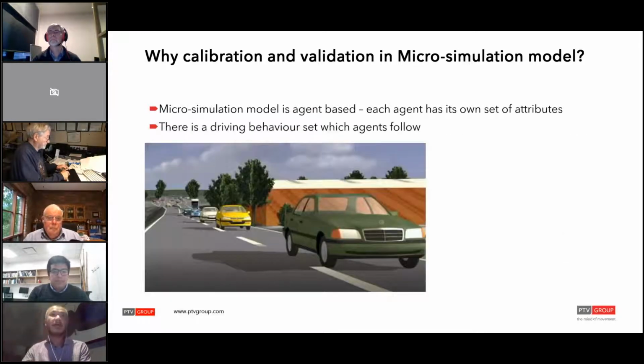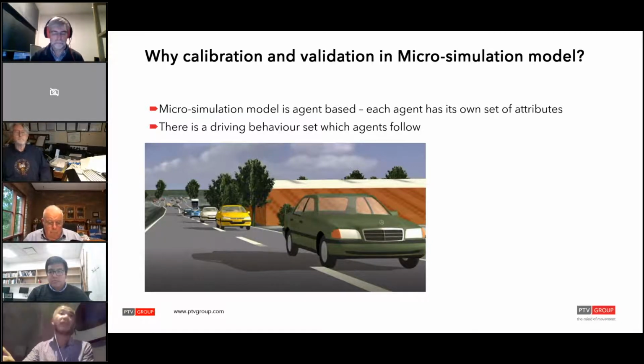And the second point is there is a driving behavior set which agents follow. So in the diagram here, I'm trying to show the car following model. Probably it's not so obvious in the diagram, but I'll talk a little bit more about the model later. So simulation is not just an animation. There is a sound, proven scientific model behind the driving behavior in the simulation. And you can have more than one driving behavior set if you need to. But the bottom line is that each agent has to have a driving behavior set associated with it.